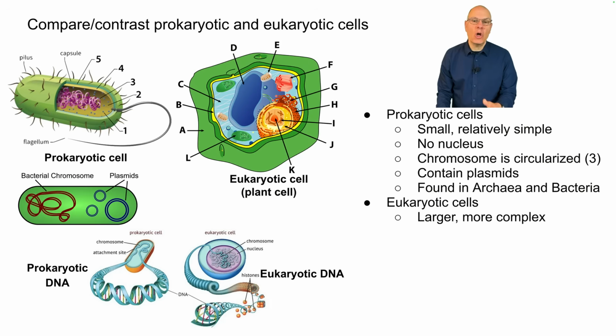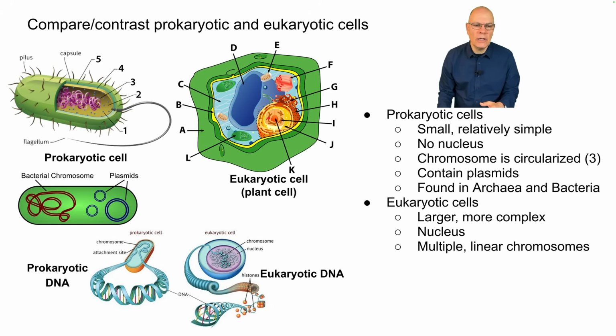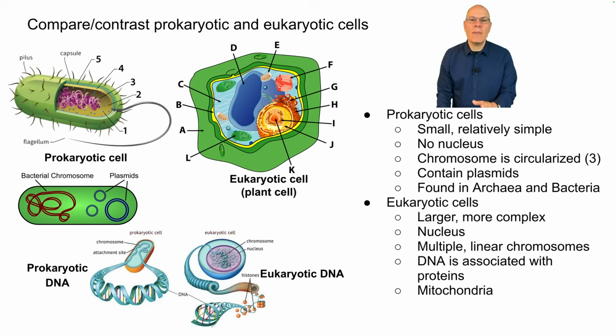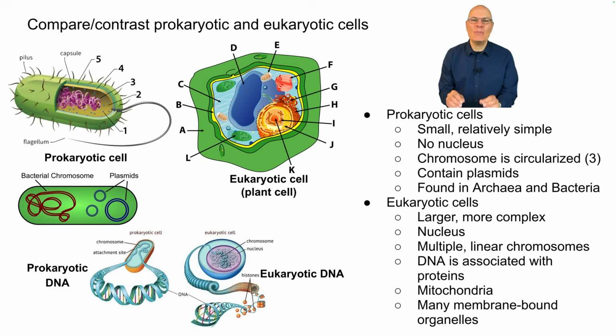Eukaryotic cells are larger and more complex. They're found in the domain that has their name, the eukarya. They have a nucleus. They have multiple linear chromosomes. So here they're shown over here, and you can see the chromosomes here. They have a beginning and an end. And those chromosomes have DNA that's associated with proteins, which is different from the simpler DNA packaging that is found in the prokaryotes. Eukaryotes have mitochondria, and the presence of that organelle is the defining feature of the eukaryotes. And they have many membrane-bound organelles. Membrane-bound means surrounded by a membrane.